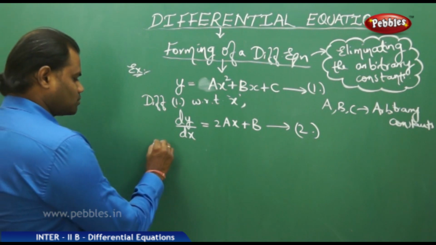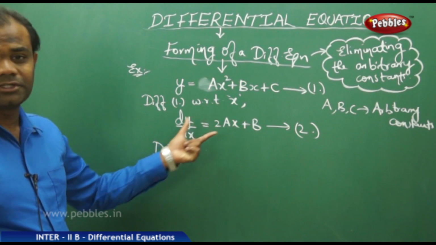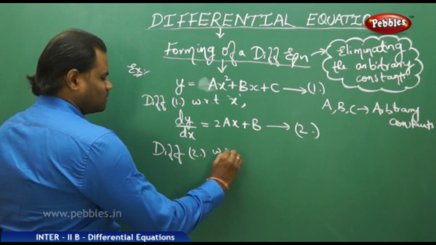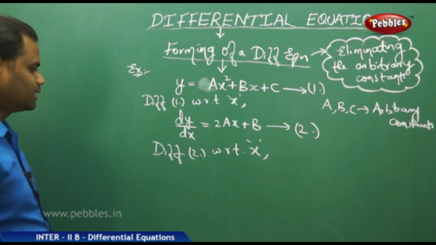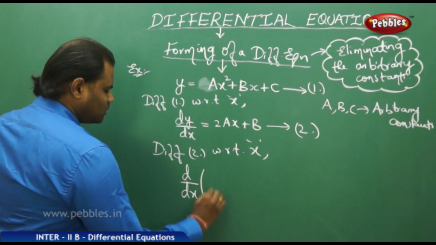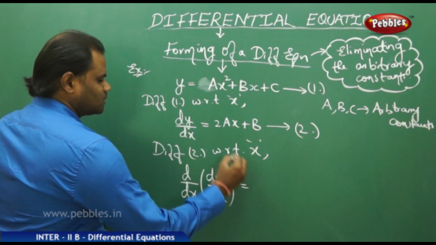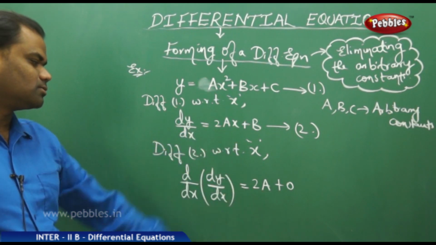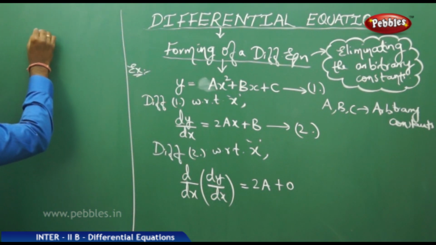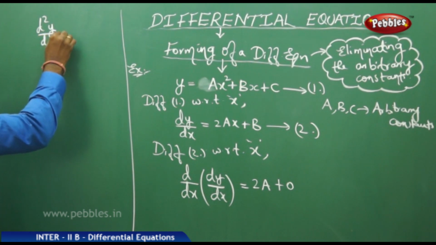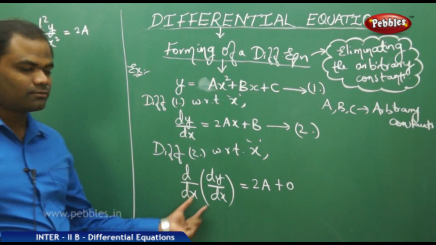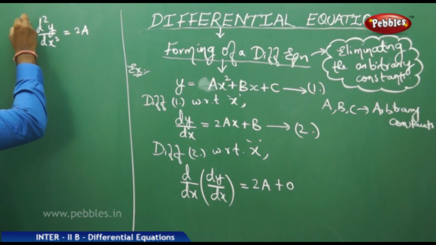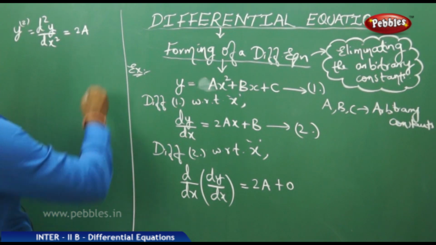But now, again, I differentiate 2 with respect to x. I differentiate this equation and see what would be the next differential equation I obtain. Differentiating 2 with respect to x, I get d by dx of dy by dx equals d by dx of 2ax, which is 2a, and d by dx of b, which is 0, because it's a constant. d by dx of x is 1, so I get this. And therefore, this would be d squared y by dx squared equals 2a, because d by dx of dy by dx is d squared y by dx squared, that is the second derivative, which is equal to 2a. And this is equation 3.